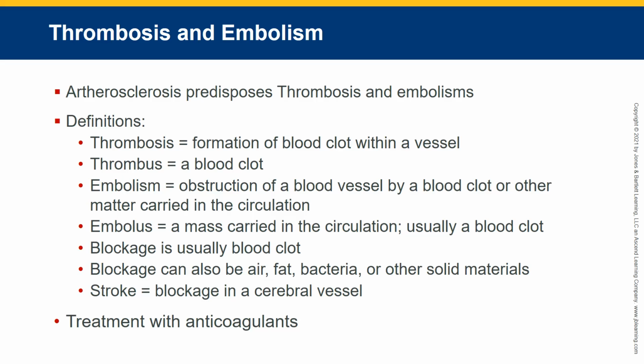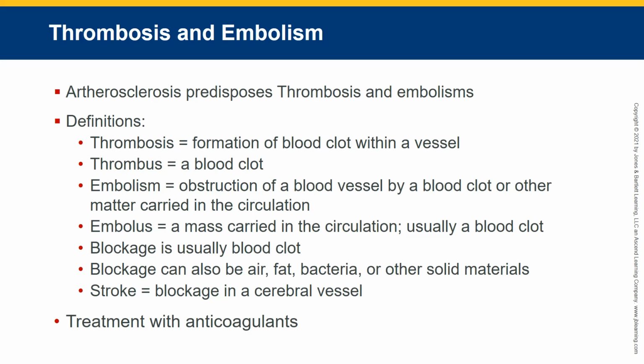So we know what atherosclerosis is and what it does to us. But one thing that it does is it predisposes a person who has atherosclerosis to a couple of conditions. One is called thrombosis and one is called embolism. Ultimately, they end up with sort of the same issue, but they come from two different places.